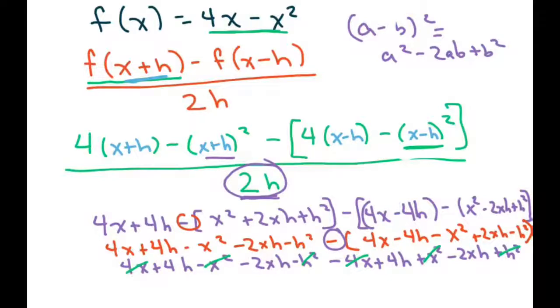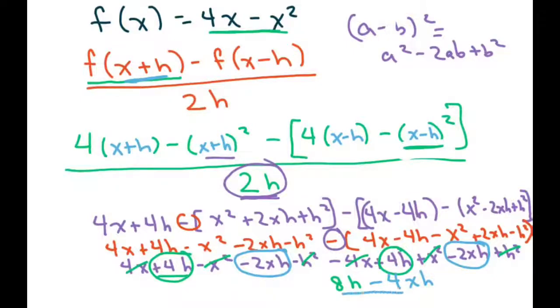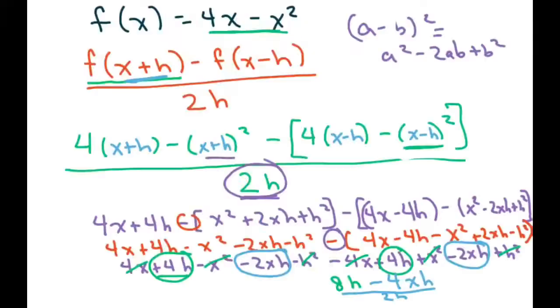So what we have left is 8h, because we have 4 here and 4 here. And then we have minus 2xh minus 2xh. So we have minus 4xh all over 2h. So 8h minus 4xh all divided by 2h. Let me make sure I wrote that right.